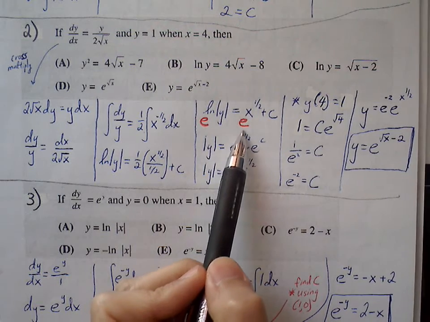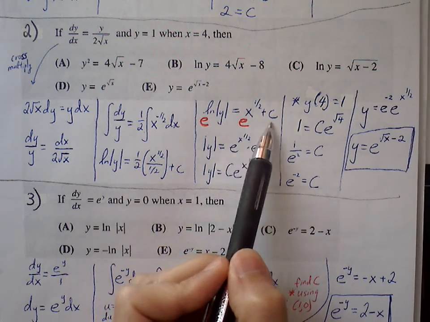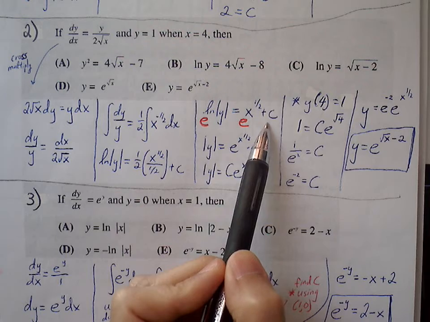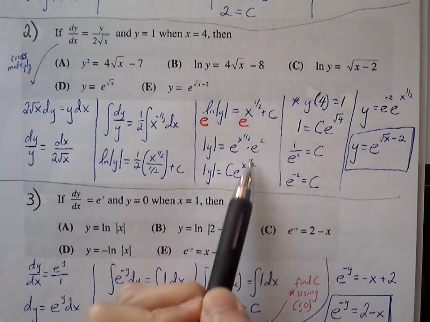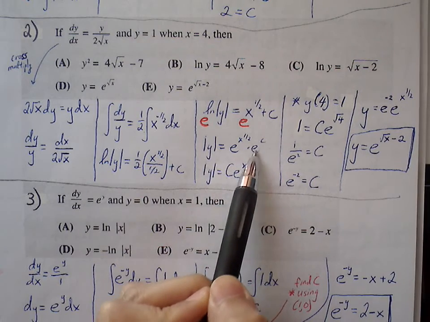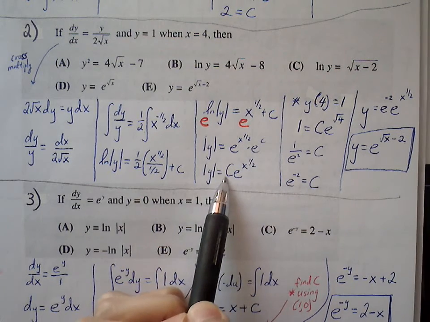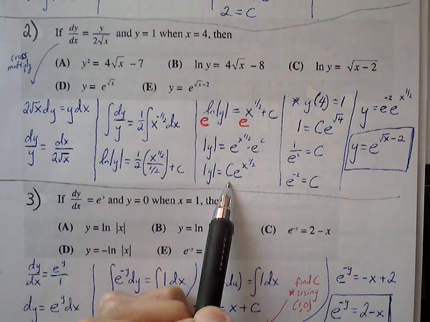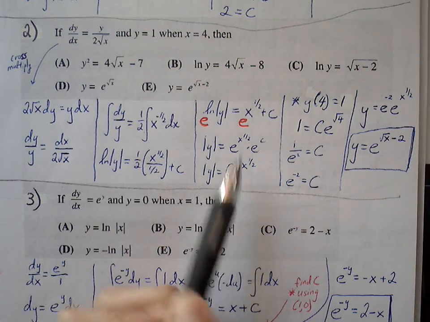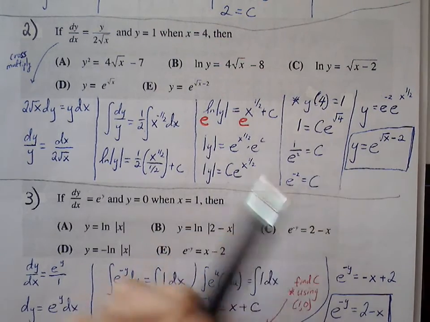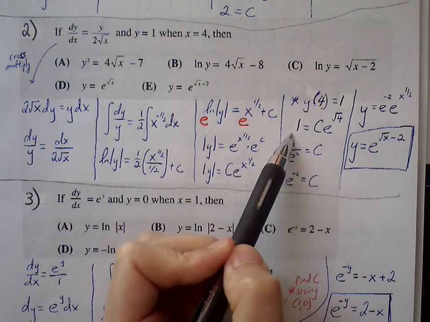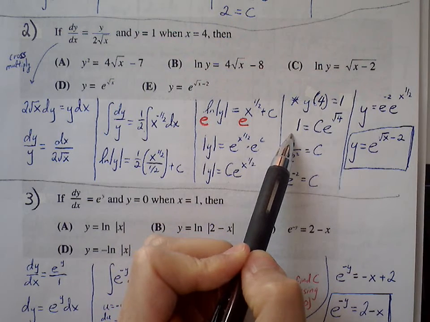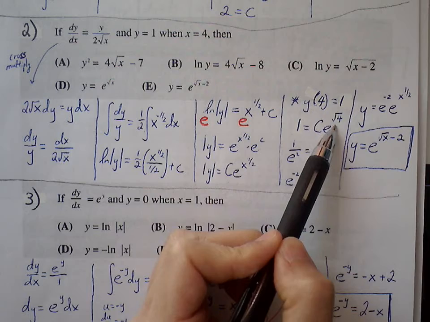The right side, e to the two exponent terms added together can be thought of as e to the x to the 1/2 times e to the c. And then e to the c is just a constant. I can push that constant out in front. Now I have my general equation. I can also drop the absolute value. Now I can plug in our ordered pair. 4 plugs in for x, 1 plugs in for y. So 1 goes into the y variable, 4 goes in for the x variable.